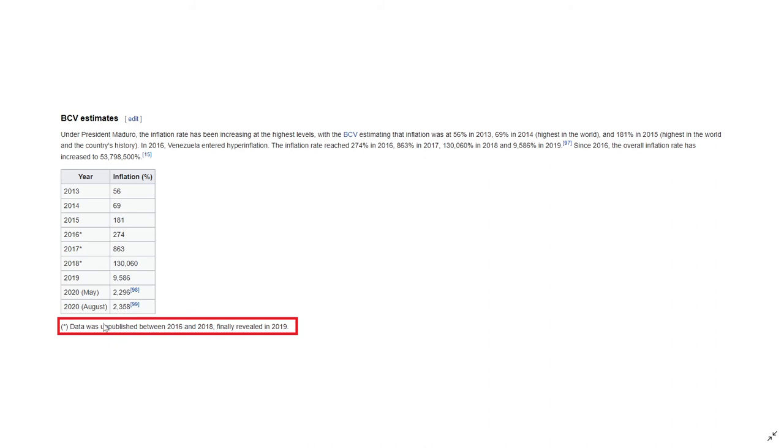And then, as you can see, this is extremely important. This data from 2016, 17, 18 was unpublished between 2016 and 18, and was revealed only in 2019. So the government wasn't even showing the actual inflation rates. People realized and found out the actual situation only when it was too late. Basically, you just keep the money, try to save the money, and next thing you know, everything is worth nothing.